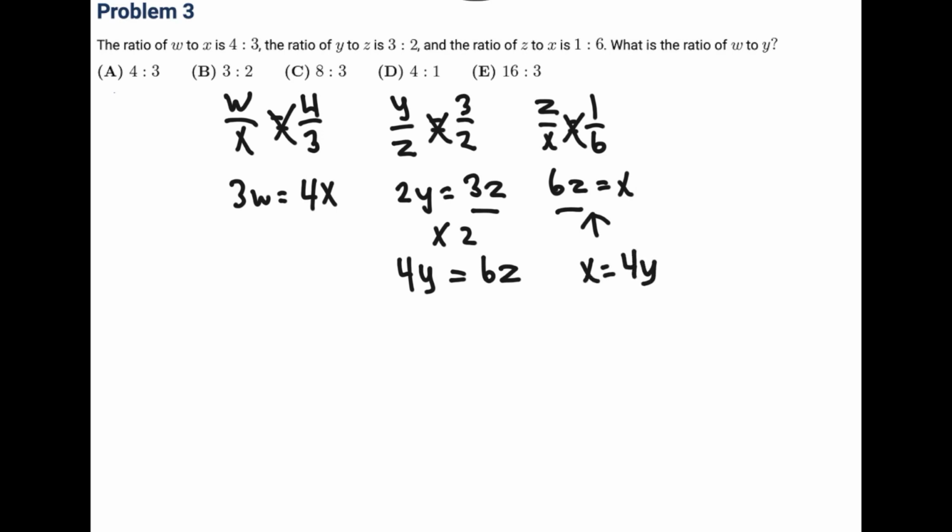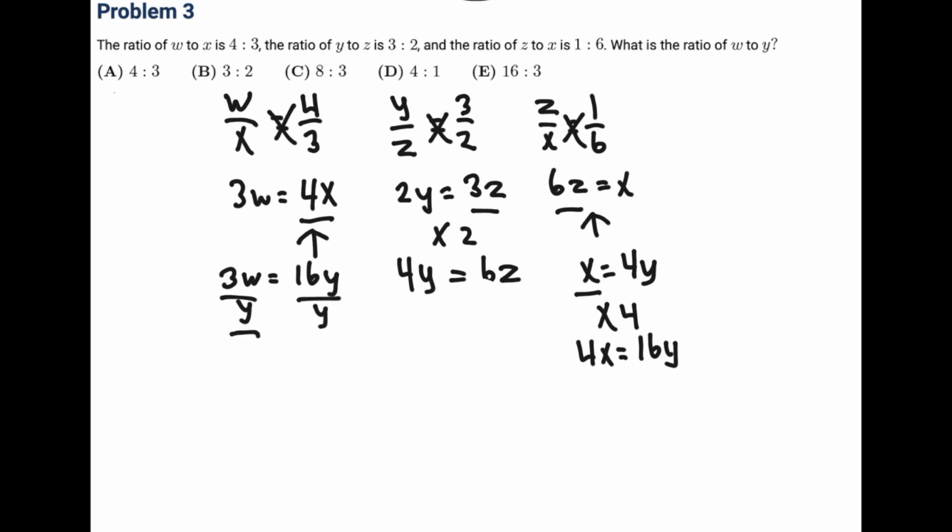Now, similarly, both of these equations have X. All we have to do is multiply this by 4, and we can substitute it in here. So we get 4X equals 16Y. Substituting in, 3W equals 16Y. Now we simply divide by Y and divide by 3 to get our ratio, which becomes W over Y equals 16 over 3. Answer choice E.